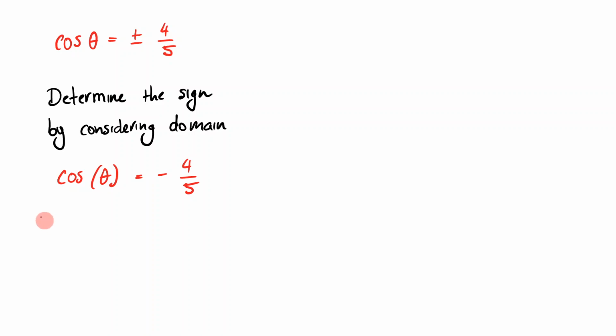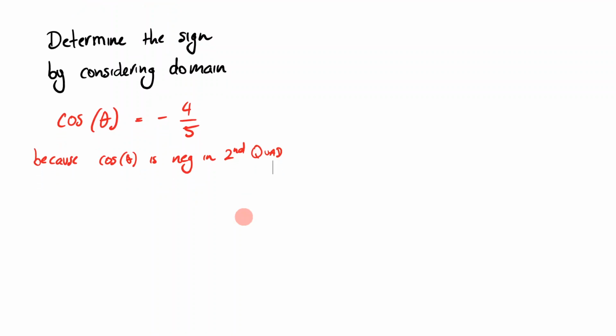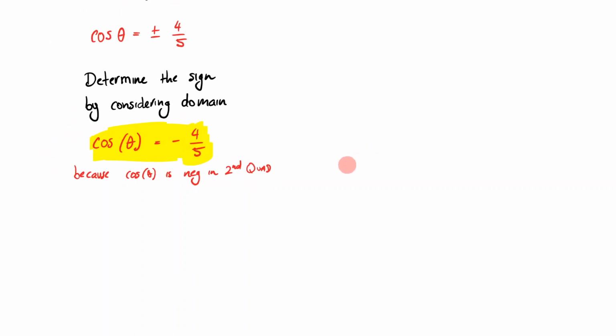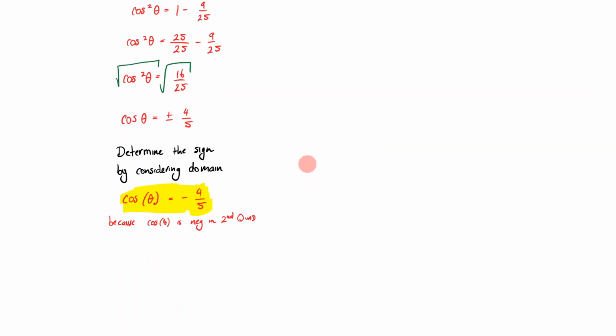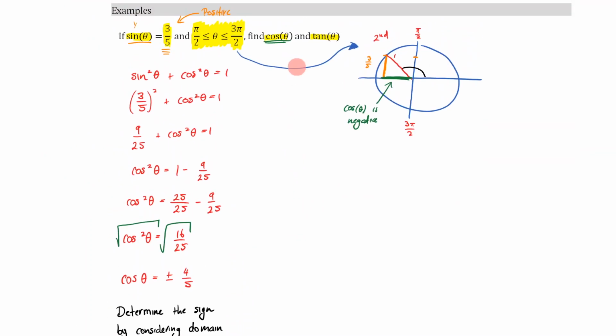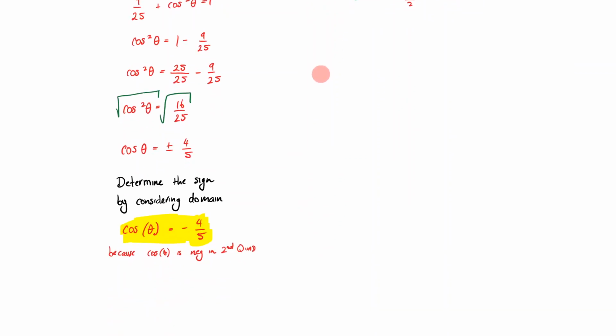And we could even write because cos is negative in the second quadrant. So that's the thinking behind there. Okay, so there's our answer. We have figured out what cos of theta is equal to, negative 4 on 5. But we're not done yet, because remember, if we just scroll out here for a second, we're not done yet because we also have to figure out what tan of theta is.